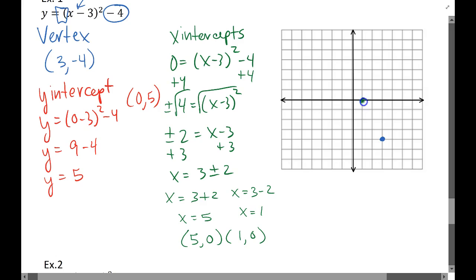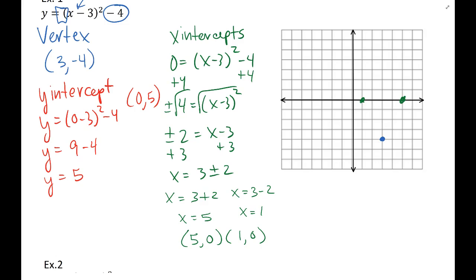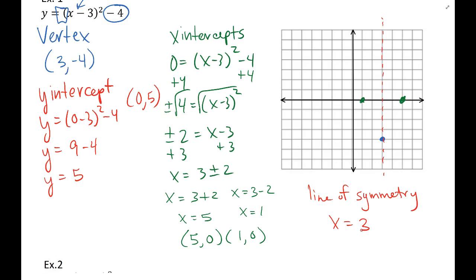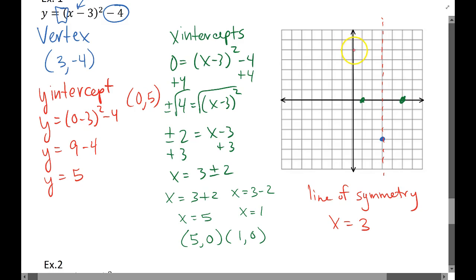So at (1, 0) and at (5, 0), we have our x-intercepts. Also to note, we have our line of symmetry, which comes down the middle of the graph through the vertex. So our line of symmetry is x equals 3. And then we'll plot our y-intercept of (0, 5). Using the line of symmetry, we know if we have a point 3 to the left, we also have a point 3 to the right. And so there's a nice 5-point graph.